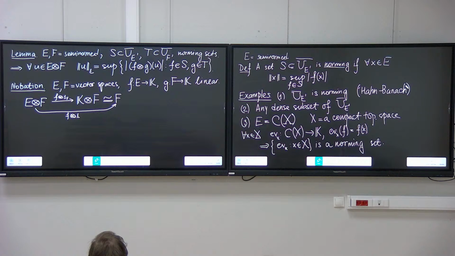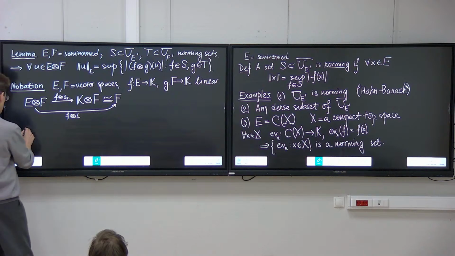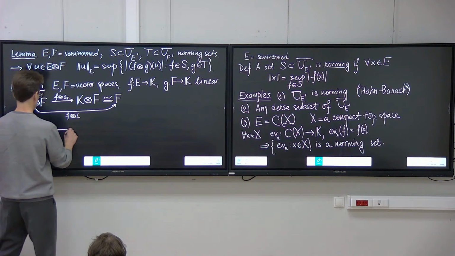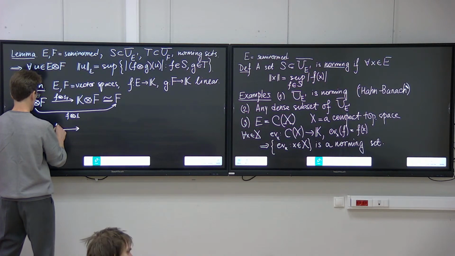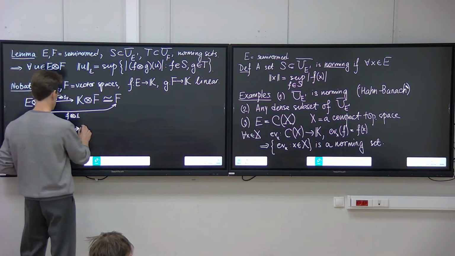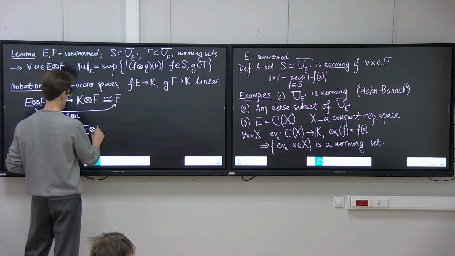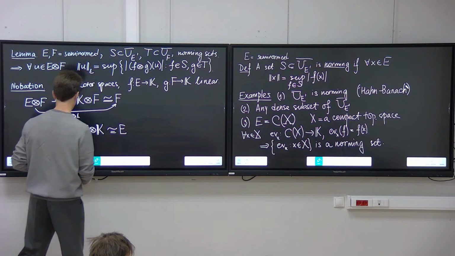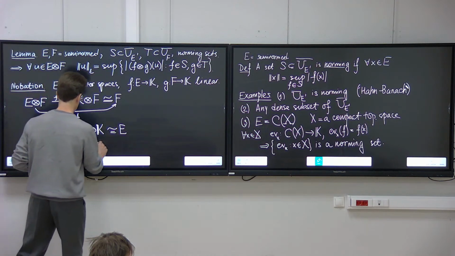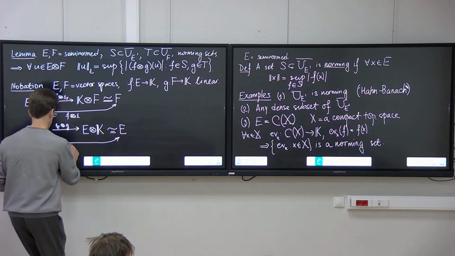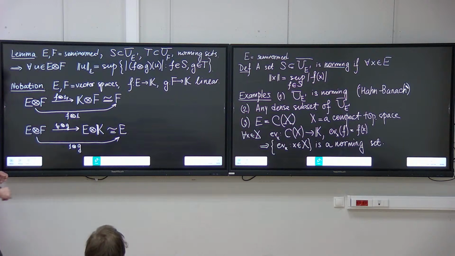Usually this doesn't cause any confusion. Similarly, we may consider the tensor product of the identity map of E, tensor G, which acts from E tensor F to E tensor K. But again, E tensor K is canonically isomorphic to E, so we may look at this map as a map from E tensor F to E. And this map will be denoted by the same symbol 1 tensor G.